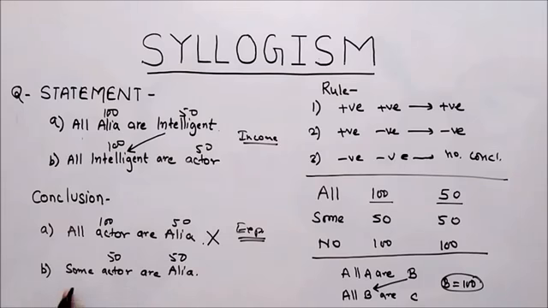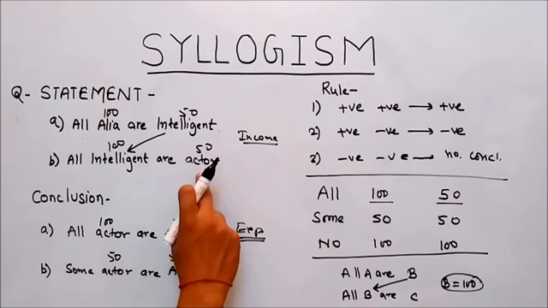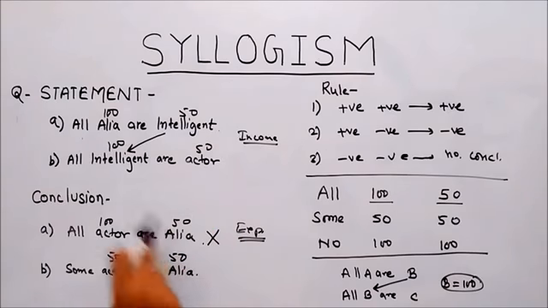Now check the second conclusion. Some actors are Alia. Actor here is 50, same actor is 50. Alia is 50 and Alia is 100. Income can be greater than expenditure, so this conclusion is true.